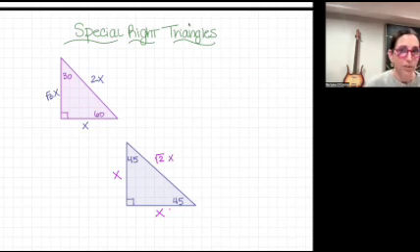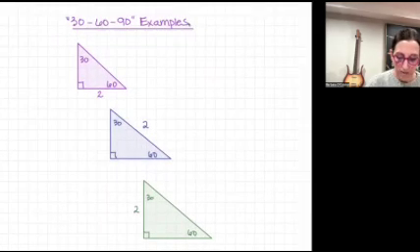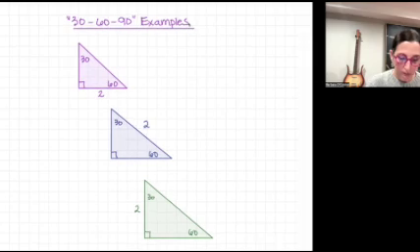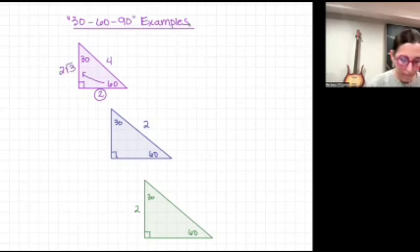Okay, so let's do some examples. In the 30, 60, 90 triangle, the easiest case is when you know the side opposite 30, the main man. In this first example, we know that that side is 2. Great. Everything is based on that. So the hypotenuse is twice that, which means the hypotenuse is 2 times 2, or 4. And the side opposite 60 is root 3 times that shorter side, or 2 root 3.